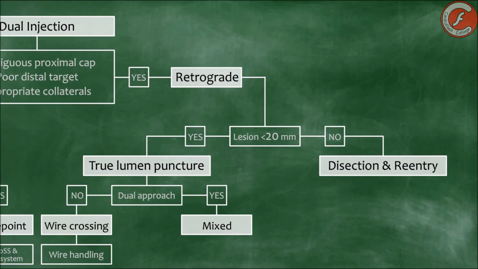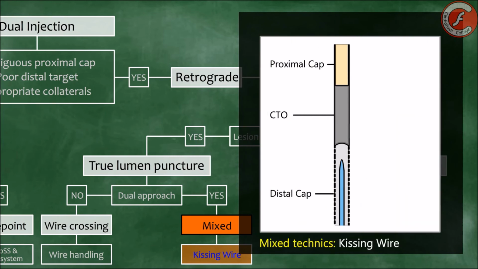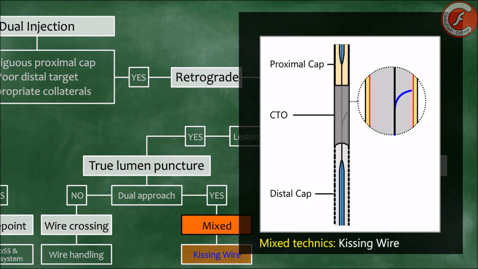In case the occlusion is very long or the luminal cross is unsuccessful, some mixed techniques can be used. That is, techniques that use two guide wires simultaneously, one antegrade and another retrograde. The kissing technique is the simplest of these techniques because it only consists in leaving the retrograde guide wire inside the occlusion so that it modifies the geometry, works as a marker, and creates a canal over which an antegrade guide wire can be advanced so it can reach the distal cap.